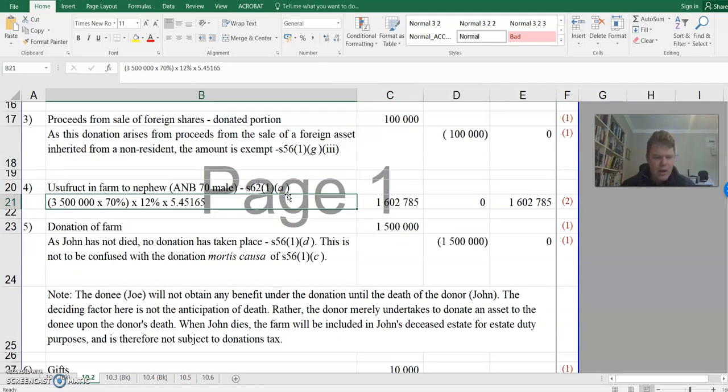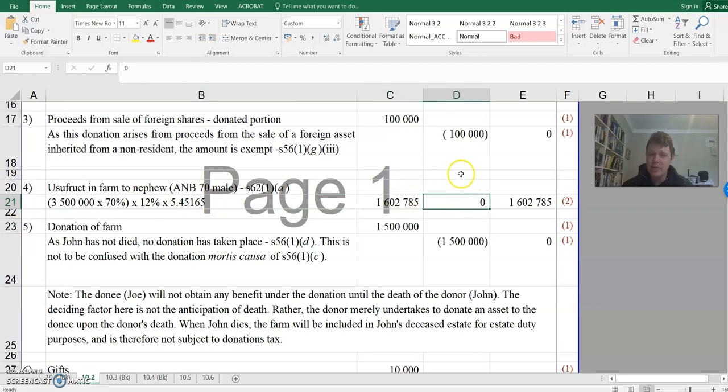Great. You then are told he retired from farming and donated the usufruct of his farm to his nephew Joe for the rest of John's life. So this is going to be the calculation valuing of a usufruct. As I said before, I'm not too worried about the actual present value. What you do need to remember: full value times 70%. Why the 70%? Because it's a farm. 12% to make it annual, and then by the value. That's going to give you the value of the usufruct. There's no general deduction because you've used it all, and that will go in at 20%.